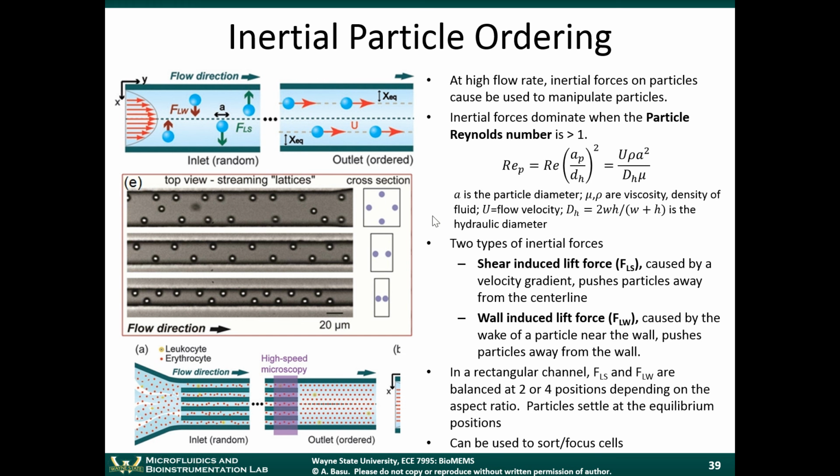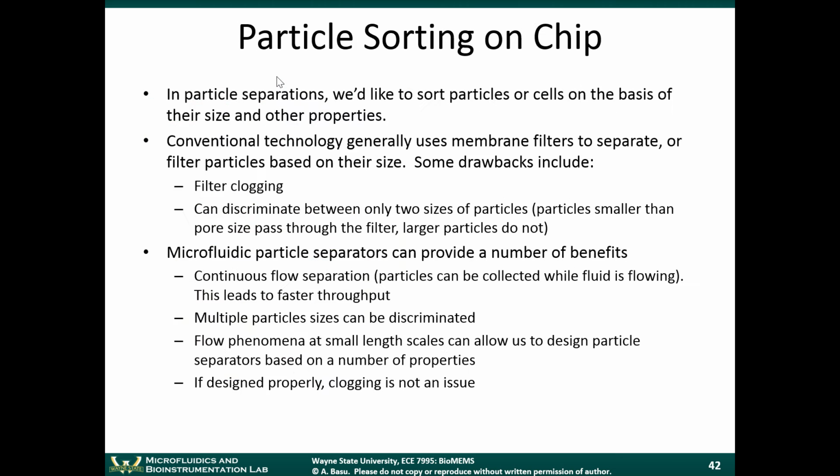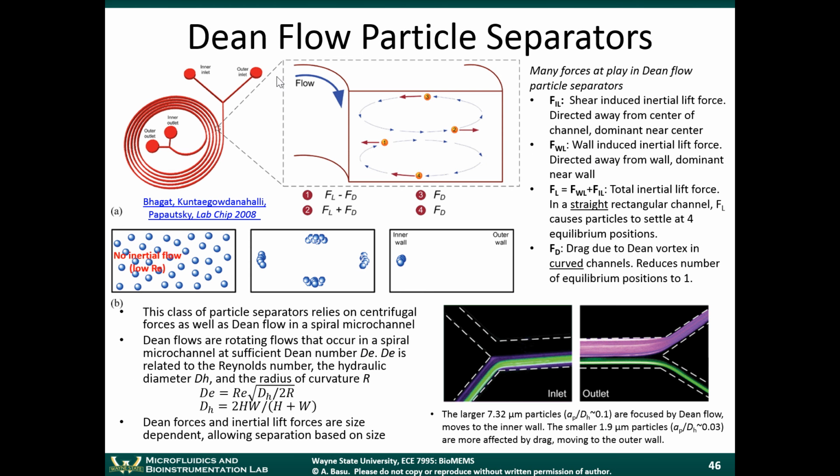So if the particles are at all four locations, there's no real good way where we could just take out one of these locations. We'd have to do multiple steps if we want to enrich the particles in this manner. What would be better is if we had all the particles being aggregated to a single equilibrium position. And that's what the Dean flow devices allow you to do. All the particles get aggregated to a single equilibrium position.